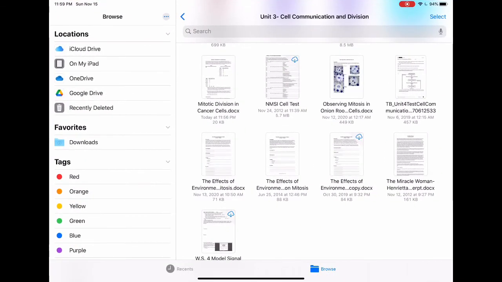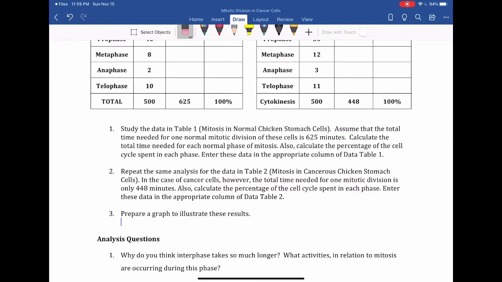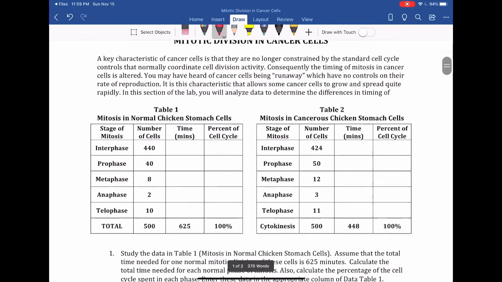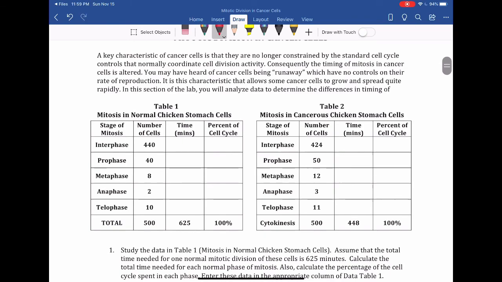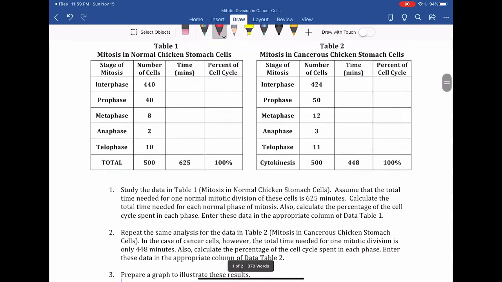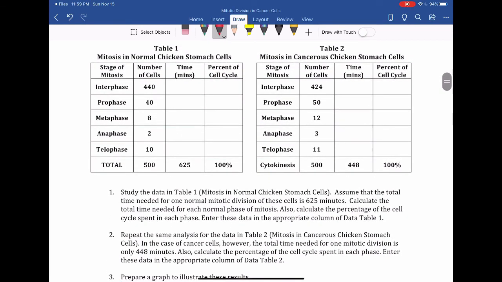So let's go ahead and look at the assignment for today. So today you're doing this mitosis in cancer cells. And it should be pretty straightforward. You'll want to read just the little intro here. But you have two tables of mitosis in normal chicken cells in table 1 and then in cancerous chicken cells in table 2. So both of them, basically what they did is similar to the way that you did it the other day. You counted 100 cells, they counted 500 cells, and looked at the different phases of mitosis. So 500 cancerous cells, 500 non-cancerous cells.